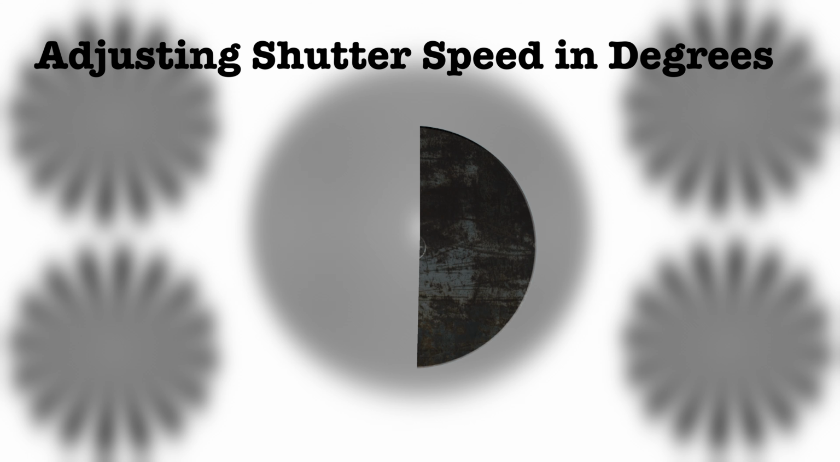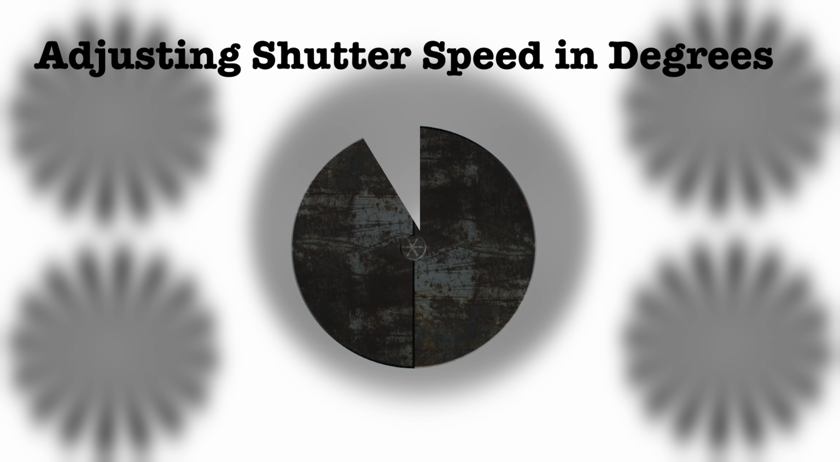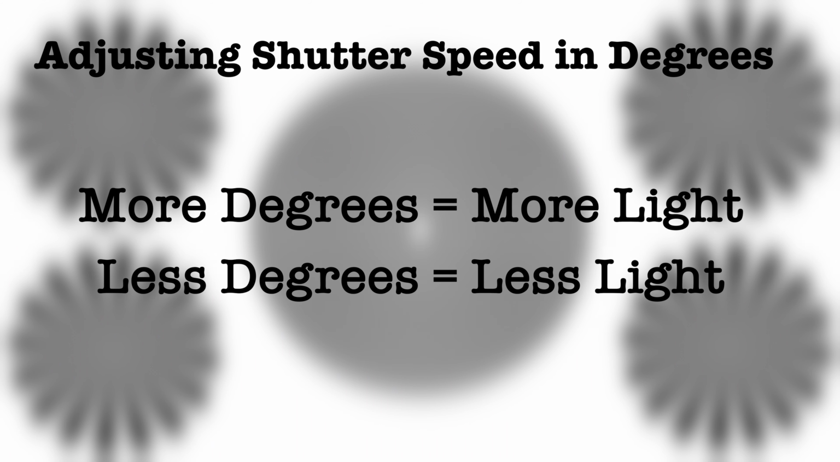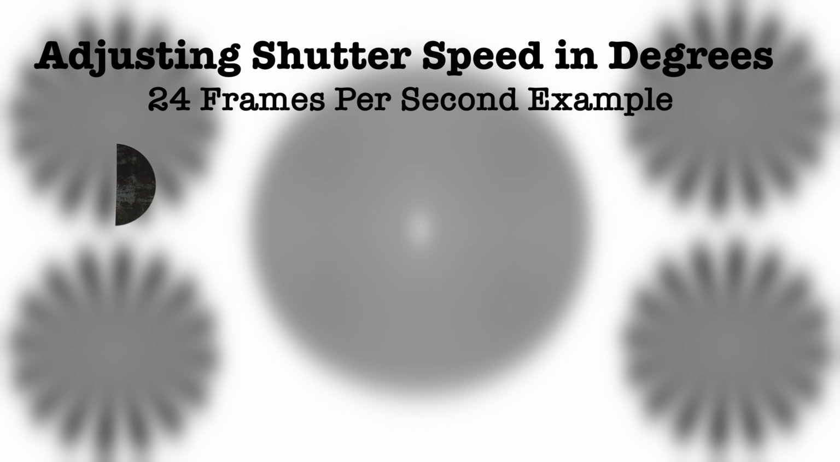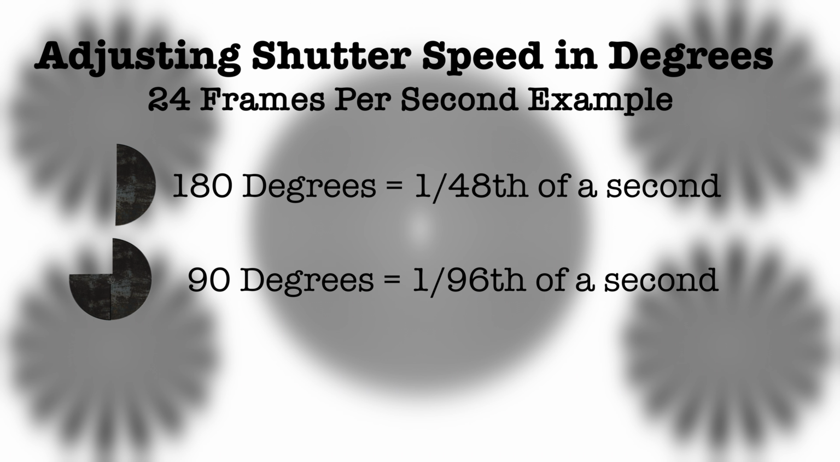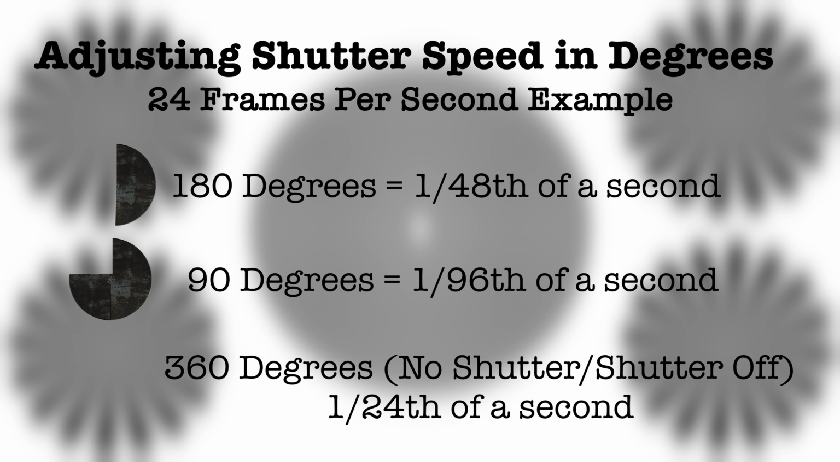If you choose to display your shutter in degrees, to change the speed, you either increase or decrease the angle. This theoretically increases or decreases the size of the opening in our metaphorical spinning disc, which would mean that the sensor would be exposed to light for more or less time. For example, going from 180 degrees to 90 degrees is the equivalent of doubling the speed. Increasing the angle, going from 180 to 360, is the equivalent of halving the speed.